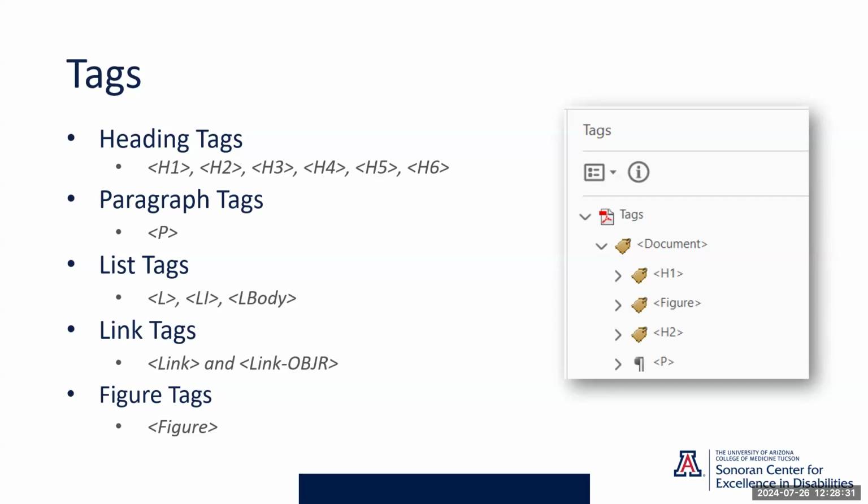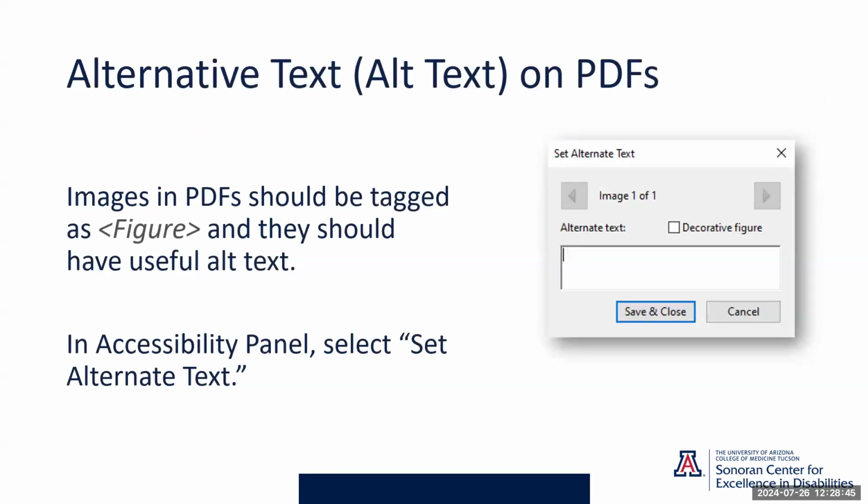Link tags. All links, again, should have descriptive link text and should be tagged with the link tag as the parent of the link OBJR tag. And then finally, figure tags. Meaningful images in your documents should be tagged as figure, and they should have useful alternative text. In the accessibility panel, you can select Set Alternative Text, and a pop-up will guide you through your images in the document. You can add alt text or edit alt text, or you can also select decorative for unimportant images that don't need alternative text.